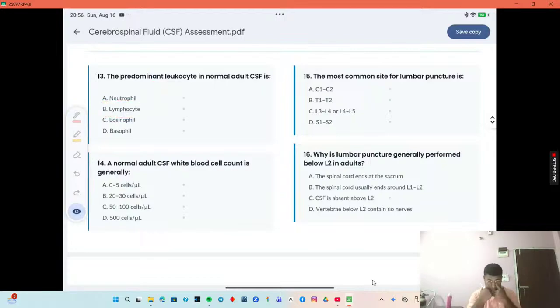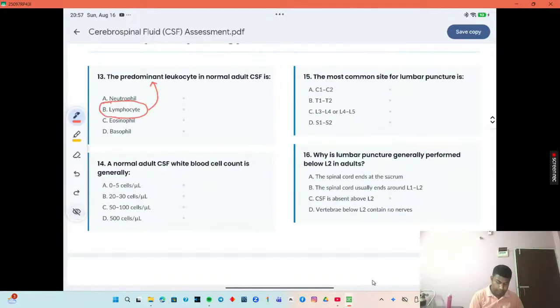So now the next question is, a normal adult CSF white blood cell count is generally. So what is the normal white blood cell count in CSF? Can you answer this question for me? It is 0 to 5 cells per microliter.